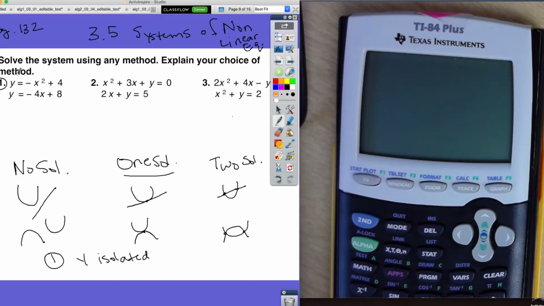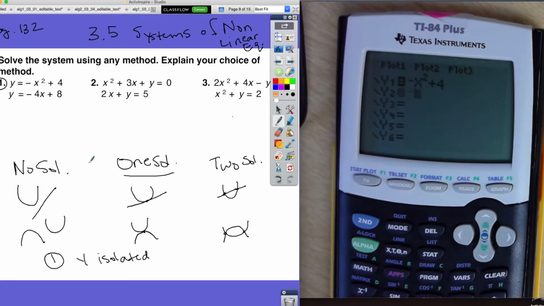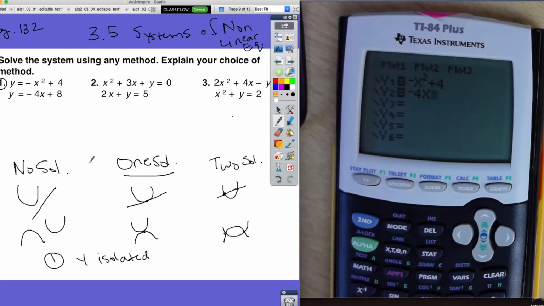So for number 1, notice it's already isolated. Perfect. So here we go. Let's pick up your calculators. I'm going to turn mine on here. I'm going to clear anything that's there. I'm going to go to y1 and put in the first equation, negative x squared plus 4. I'm going to drop down to y2 with my arrow, and I'm going to put in negative 4x plus 8.